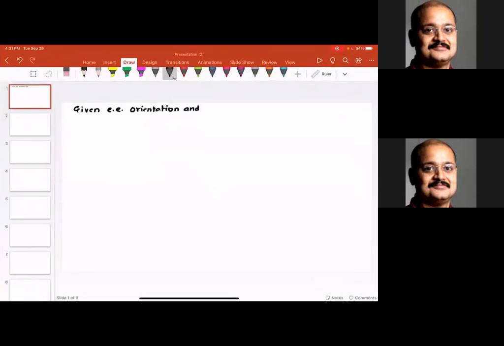Given orientation and position, I have joined the audio because I see the symbol. I'm connected. Okay, my online students, can you hear me? Okay.